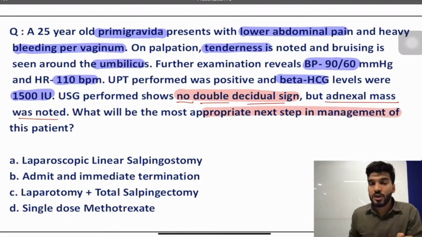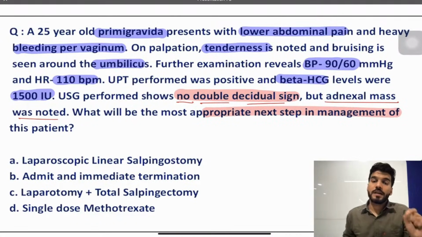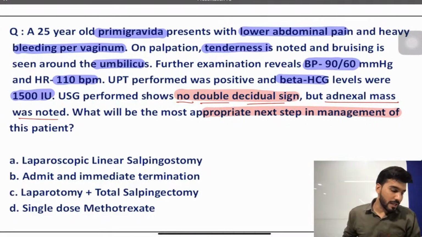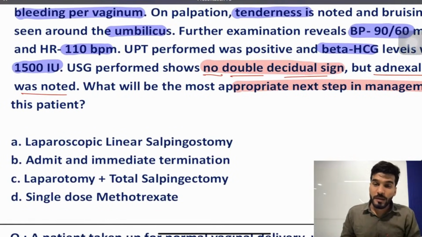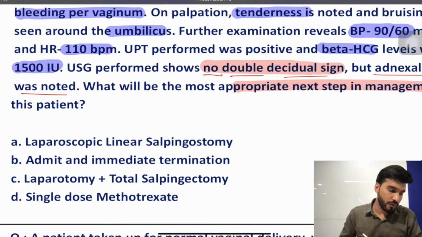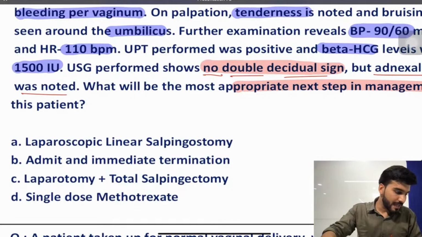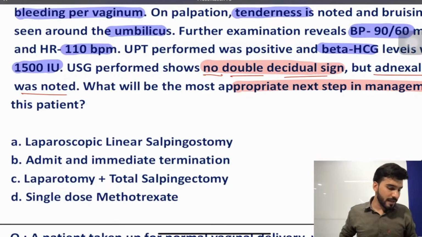So what will be your management in a patient having a case of an ectopic pregnancy? You have to classify whether it's a case of a ruptured ectopic pregnancy or an unruptured ectopic pregnancy. So look out and let me know the answer. Should we go for the laparoscopic linear salpingostomy? Should we admit or immediate termination? Should we do laparotomy, total salpingectomy, or give single dose methotrexate? Write down in the comment section what can be the answer, bache. What will be the answer for this particular question?